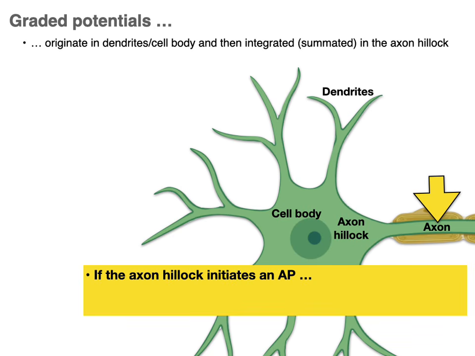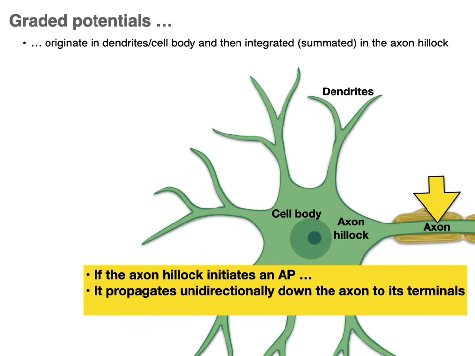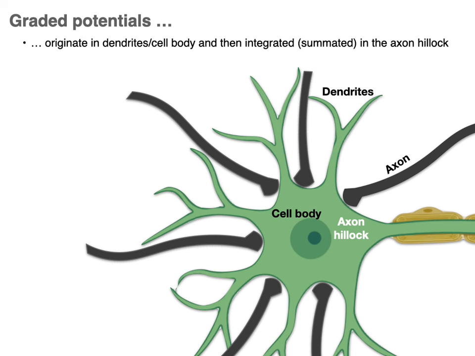There's the axon. If the axon hillock initiates an action potential, the action potential propagates unidirectionally down the axon to its terminals, transmitting the neural signal. This now shows a bunch of other axons that have a terminal axon adjacent to our cell body.